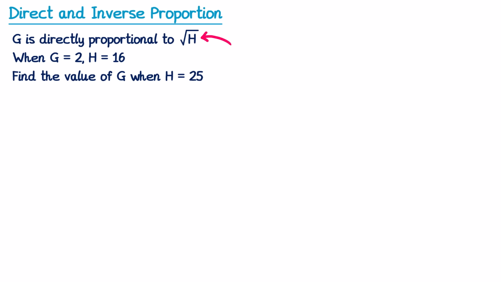There's 2 things to note about this question. Firstly, we have square root H here. That's different to what we've dealt with before. Secondly, they haven't actually asked us to work out an equation connecting G and H. They've gone straight for the follow-up part of the question. In order to answer a question like this, we're still going to need to work out that equation though.